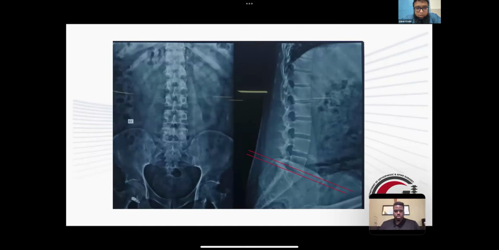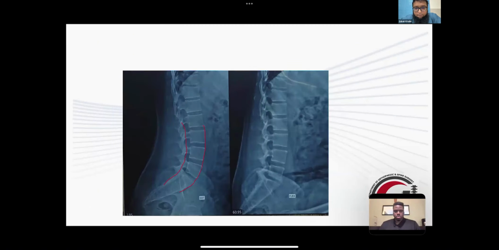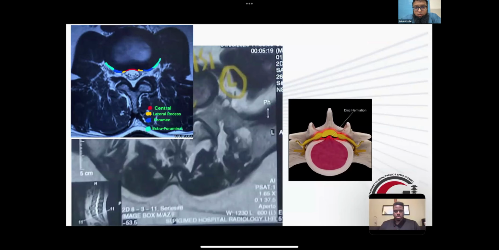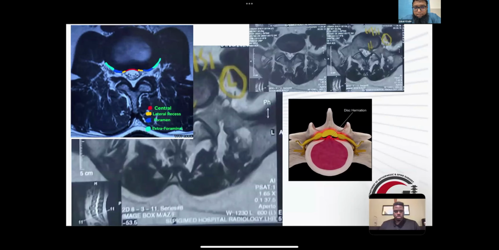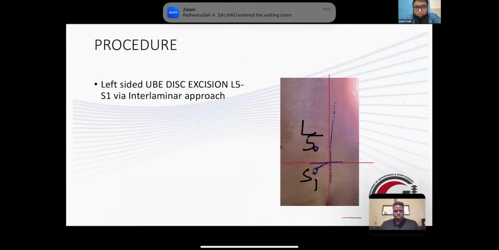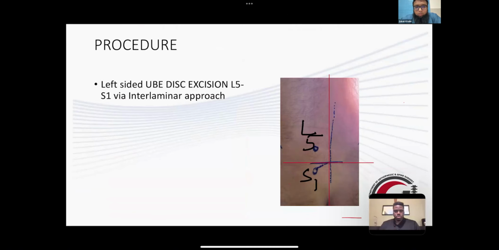We advised X-rays of the lumbosacral spine, which showed no instability. We advised an MRI, which shows an L5-S1 bulge in the paracentral region, more on the left side. Our diagnosis is L5-S1 prolapsed intervertebral disc with no spinal instability. We proceeded with the interlaminar approach for L5-S1 on the left side, UBE dissection.